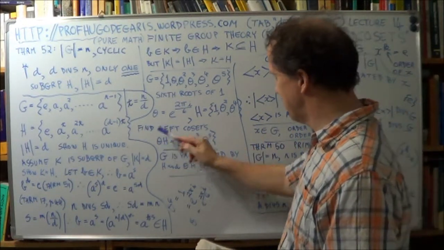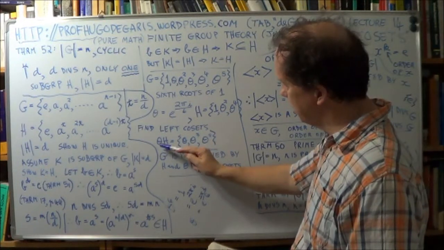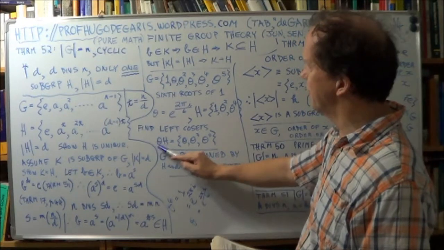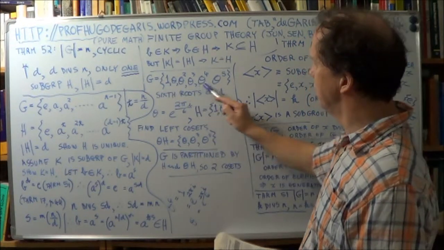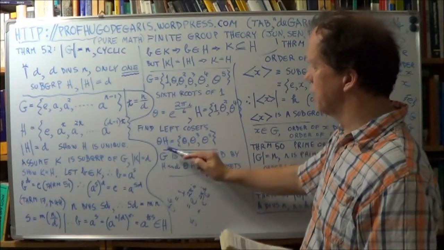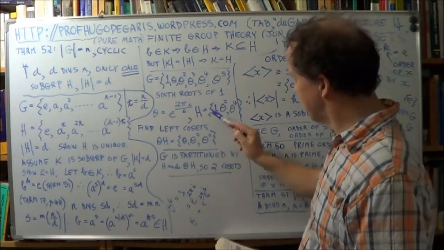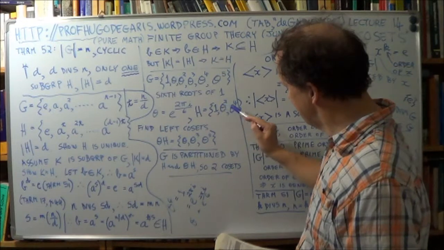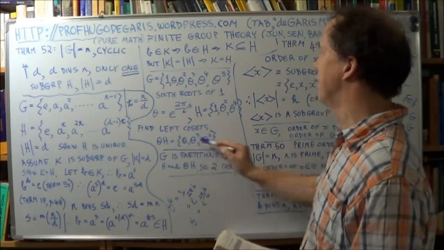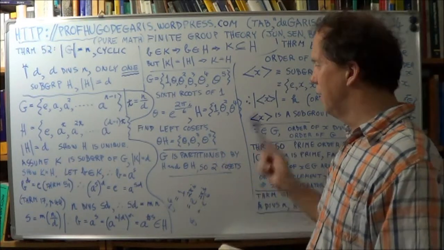Alright, so now let's find another one. Let's find theta H. Theta is a member of your set G, so theta H is a coset. Well, you just multiply each of these on the left by theta, so you'll get theta, theta cubed, theta to the fifth. That's another coset. Now watch.